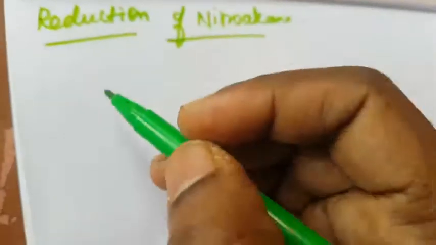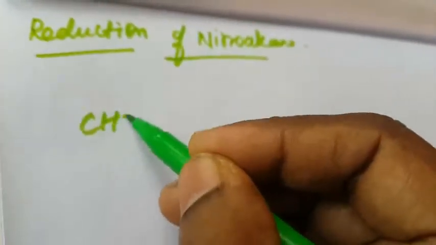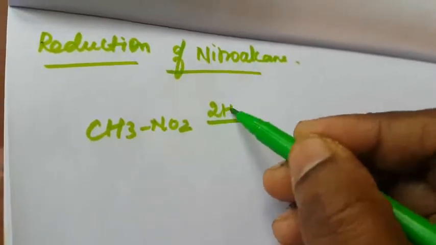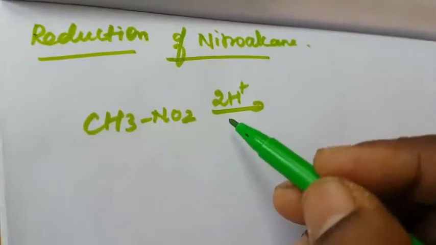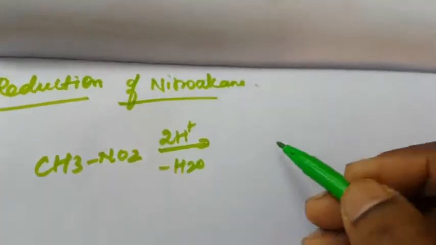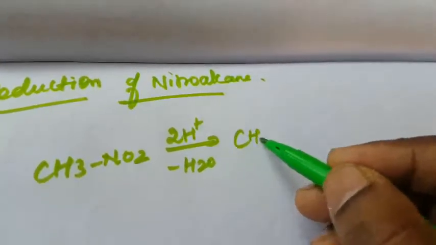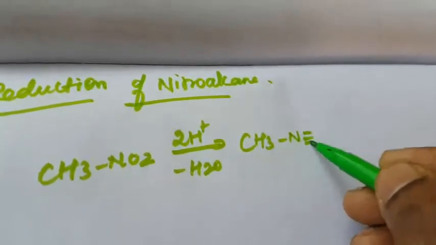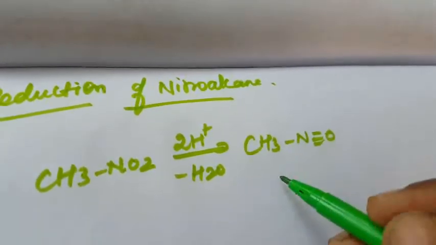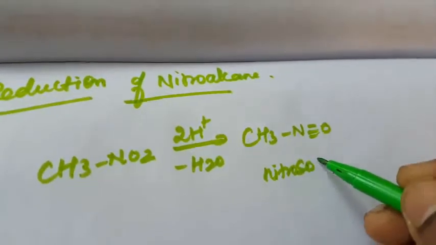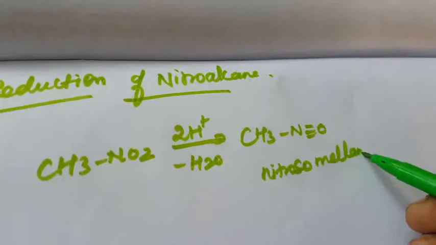First one is nitromethane, CH3NO2, nitromethane on reduction with hydrogen. So 2 molecules of water will be removed to form nitrosomethane. So what is the formula? N triple bond O. So nitroso compound, nitrosomethane. Okay, this is the compound.